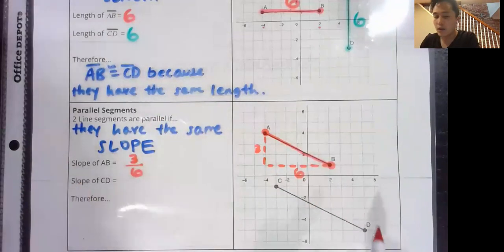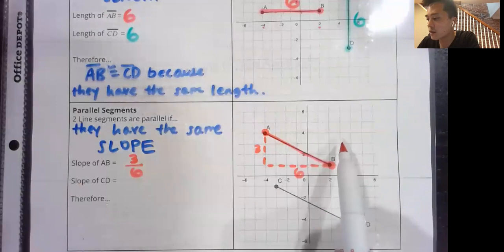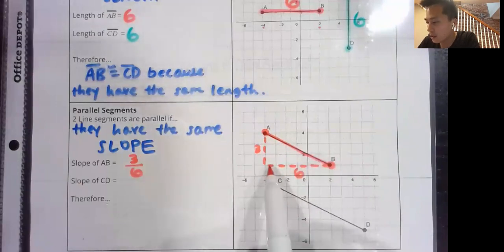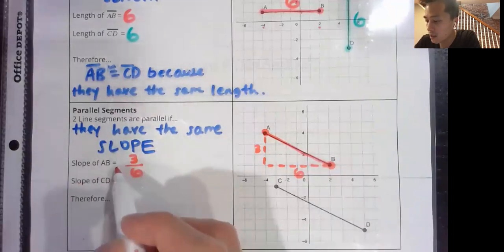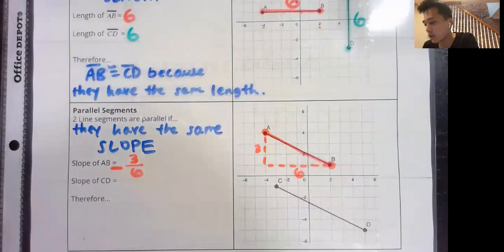3/6. Now we have to check if it's positive or negative. Notice how looking from left to right, we're going downhill. So the change in y is negative. We're going down and then to the right. So I'm going to say it's a slope of -3/6. Okay, then I check, can we simplify?